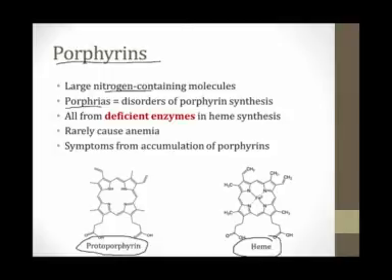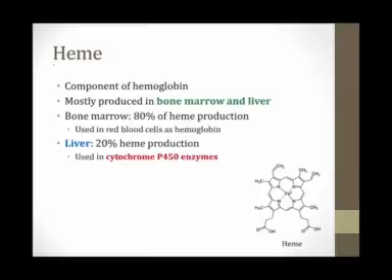So porphyrias are disorders of porphyrin synthesis, and they all result from deficient enzymes in the heme synthesis pathway. What's interesting about these disorders is that they rarely cause anemia. You would think if there were problems synthesizing heme that this would lead to decreased production of hemoglobin and therefore an anemia. However, usually the enzymes function to enough of a degree that you can make heme for hemoglobin. The problem is that intermediates begin to accumulate, and the accumulation of these porphyrin intermediates is what leads to the symptoms of these disorders. So let's review some details about heme.